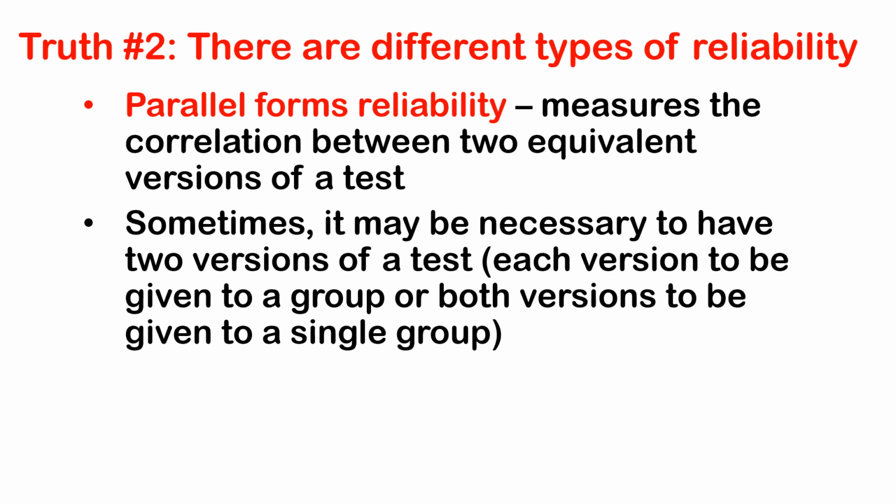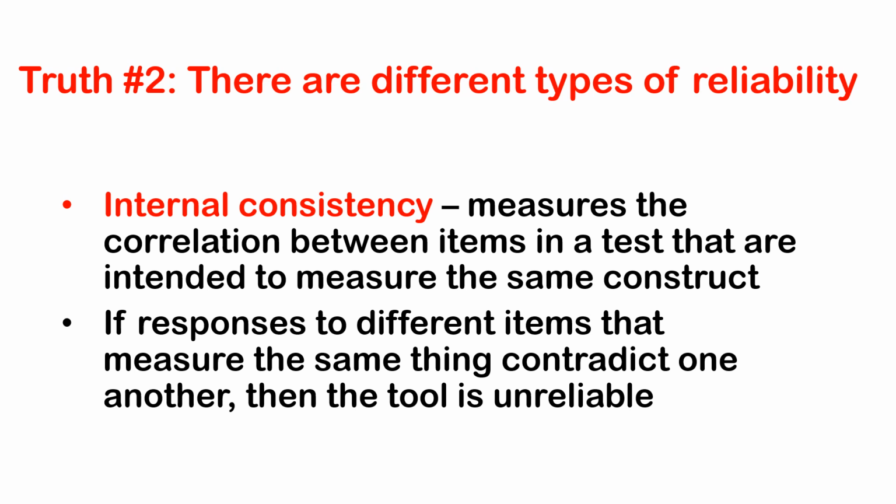exam and Section 2 will have Set B of an exam, but it should measure the same thing and they should be equivalent. It would be unfair if Section 1 will have a more difficult exam compared to the exam given to Section 2. Or the two versions of the test may also be given to a single group. For instance, you're doing a pre-test, post-test experimental research, and you opted to have two versions of a test, one to be given as pre-test and one to be given as post-test, then they should be equivalent versions. Another type of reliability is internal consistency.